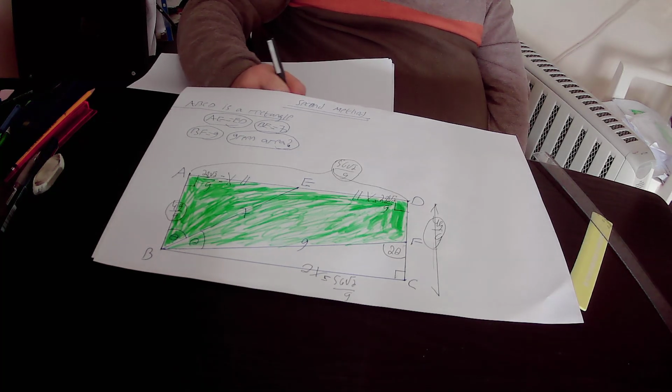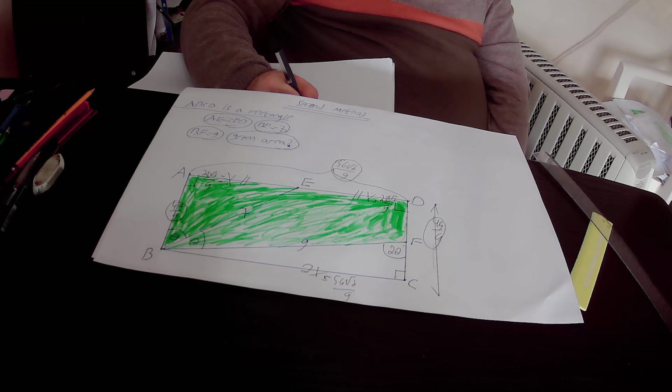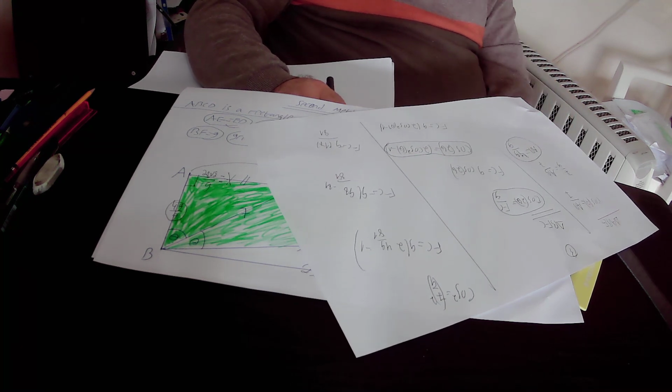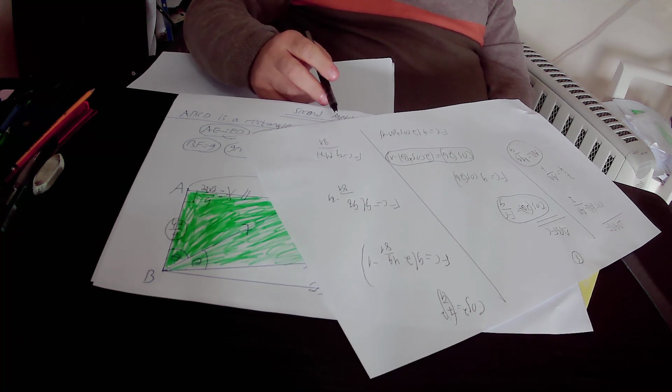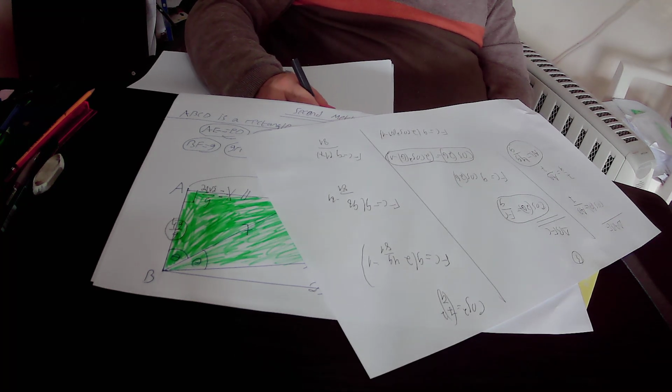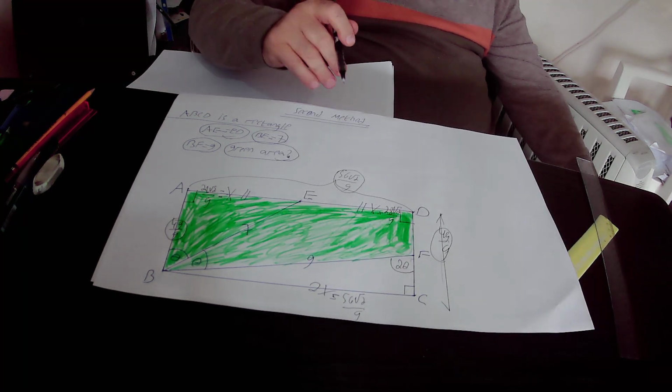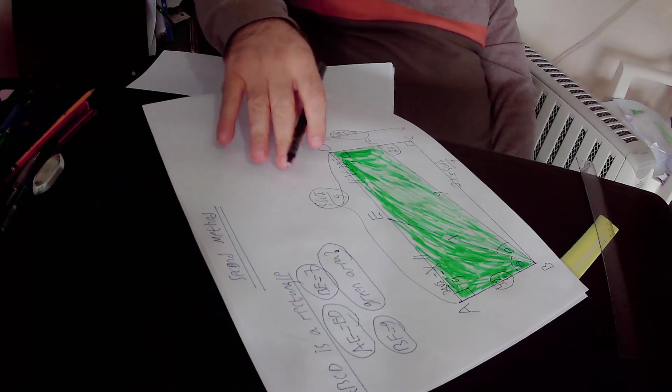Here we divide the numerator and the denominator by 9, and we get that FC equals 17 over 9. Here we can write down that FC equals 17 over 9.